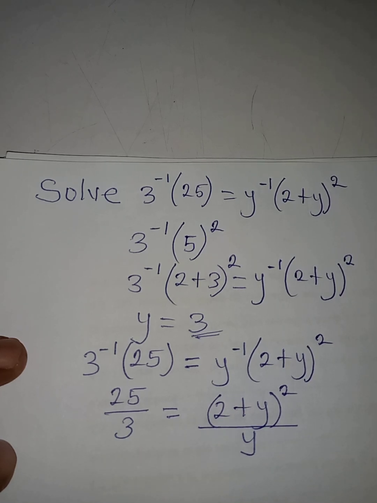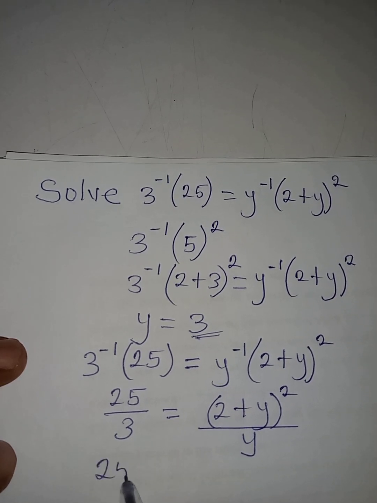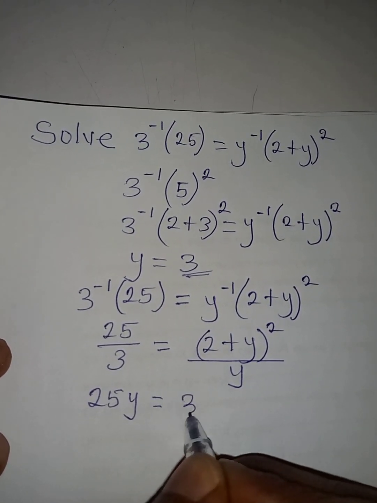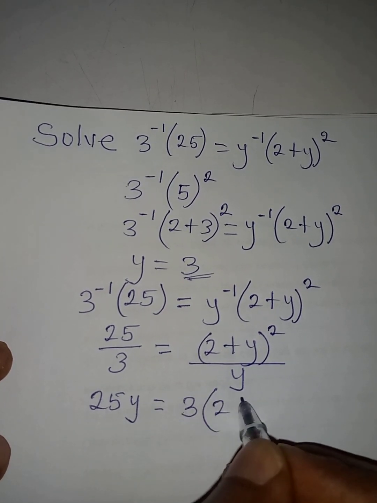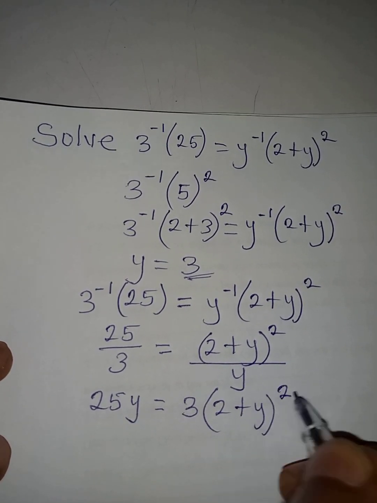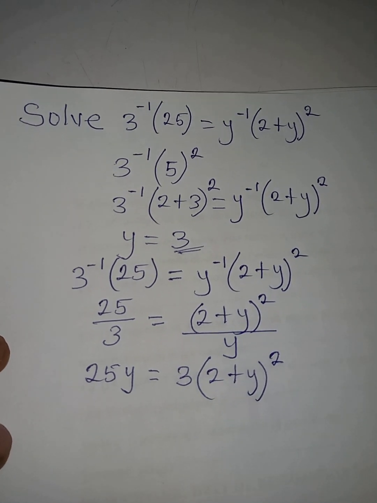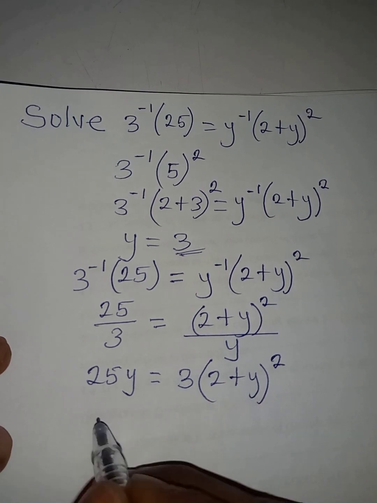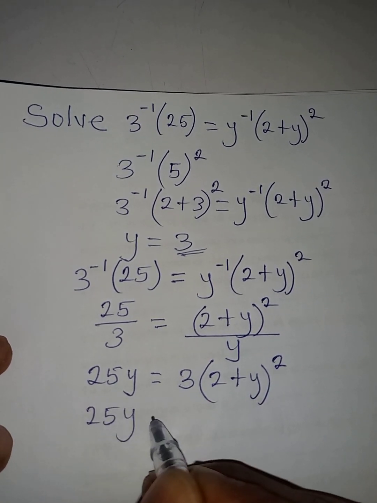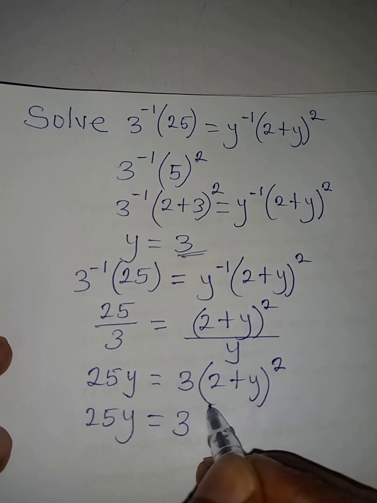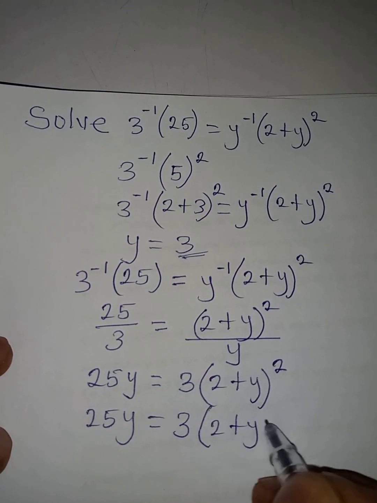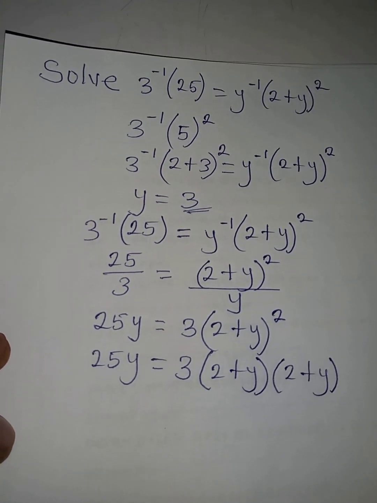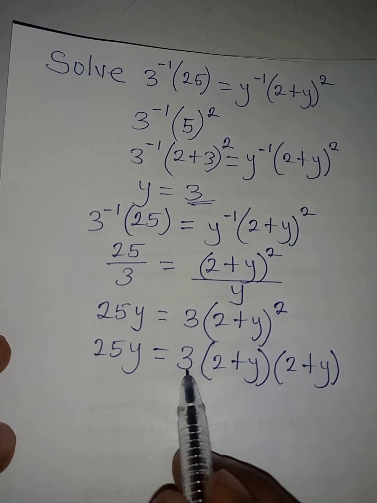Now we can simply cross multiply so that we have 25y to be equal to 3 multiplied by 2 plus y squared. What I've done is to cross multiply. Now the next thing is for me to expand what we have in this bracket. This is the same thing as 25y equal to 3 multiplied by 2 plus y multiplied by 2 plus y. Because we're having 2 plus y in two places, let me first of all leave out 3.